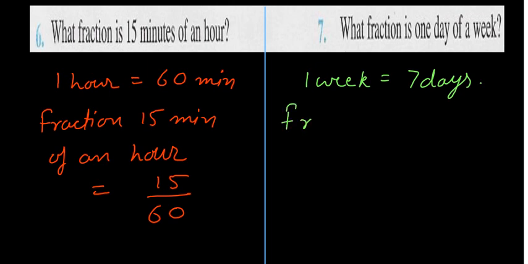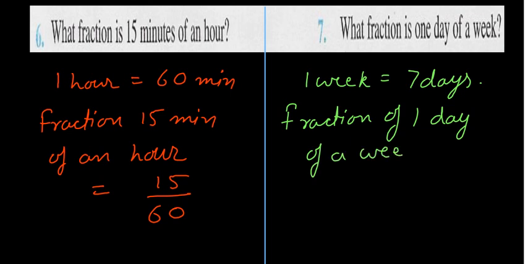So the fraction of 1 day of a week will be 1 upon 7. 7 is the total number of days inside a week. If the question had asked us about a month, then it would have been either 28, 29, 30 or 31. 28 and 29 depending on whether it is a leap year or not, and 30 and 31 being a month of 30 days or 31 days.